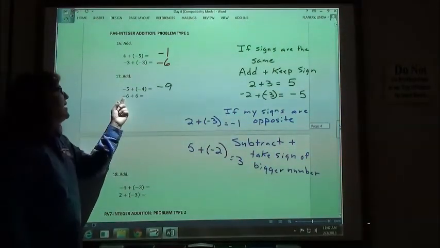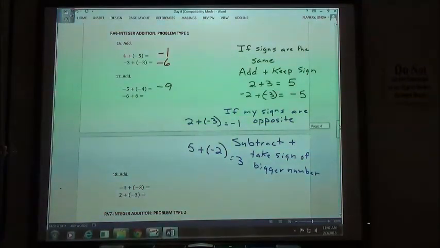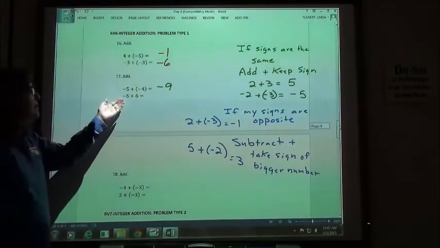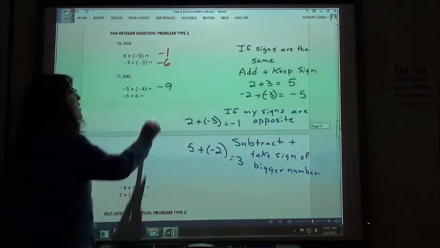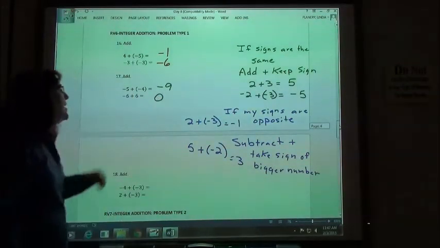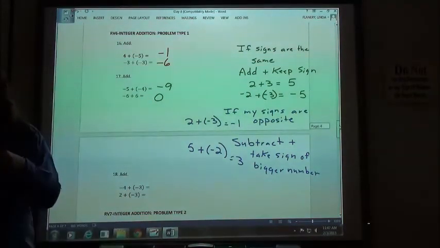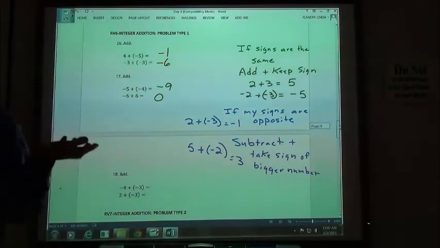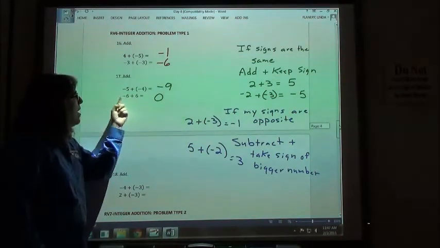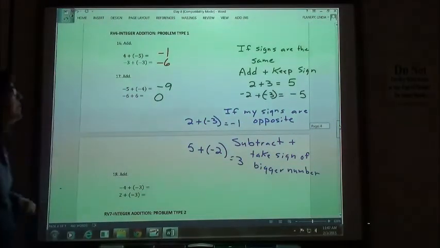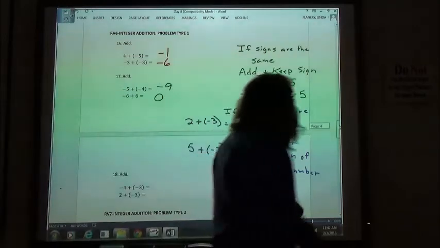Here, we have negative 6 plus 6. This is kind of a special case because what I have are opposites. A negative 6 plus a 6. My signs are opposite. I subtract, which is 0. It tells me to take the sign of the larger, but 0 doesn't have a sign. It isn't positive or negative, so we just have 0. We know that 6 minus 6 is 0. So when I'm adding opposites, I get an answer of 0. Go ahead while I move the board, do number 18.